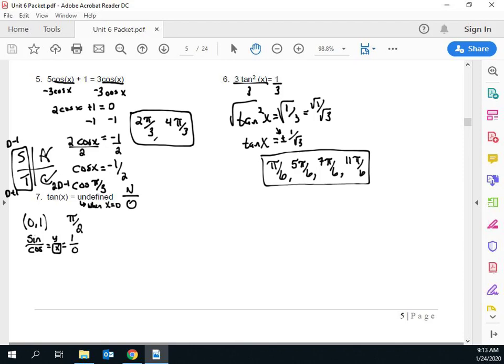Now let's go ahead and get the answer. So where is x also equal to 0 on the unit circle? Very good. That's right. The very top and very bottom is where x is equal to 0. Pi over 2 and 3 pi over 2.